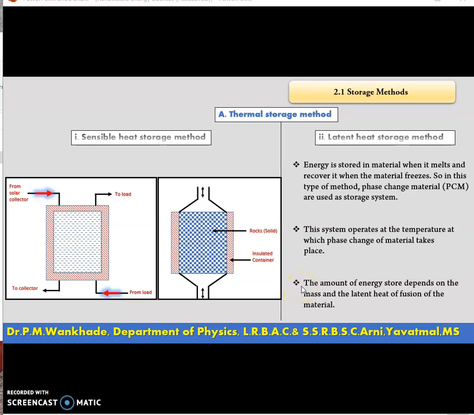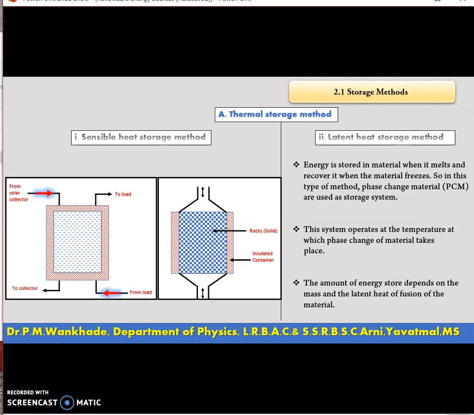As the name suggests, the material changes its phase with temperature or pressure. Here, the amount of energy stored depends on the mass and the latent heat of fusion of the material. The latent heat storage system is used with air heaters. For example, we know a material which exists in all three forms, that is solid, liquid or gaseous form, and that is none other than water.